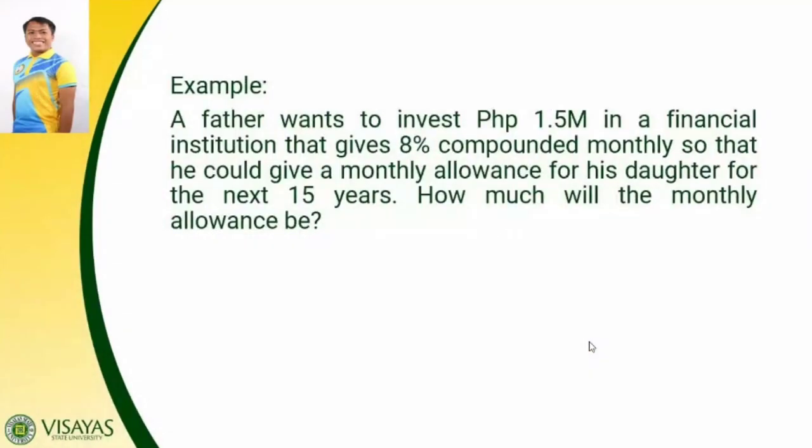So here, a father wants to invest 1.5 million in a financial institution that gives 8% compounded monthly so that he could give a monthly allowance for his daughter for the next 15 years. How much will the monthly allowance be? So, unsa ang ato gipangita nga R? Anyone? Ang periodic payment, sir. Yes, the periodic payment, meaning ang iya bayaran kada bulan. Tama?